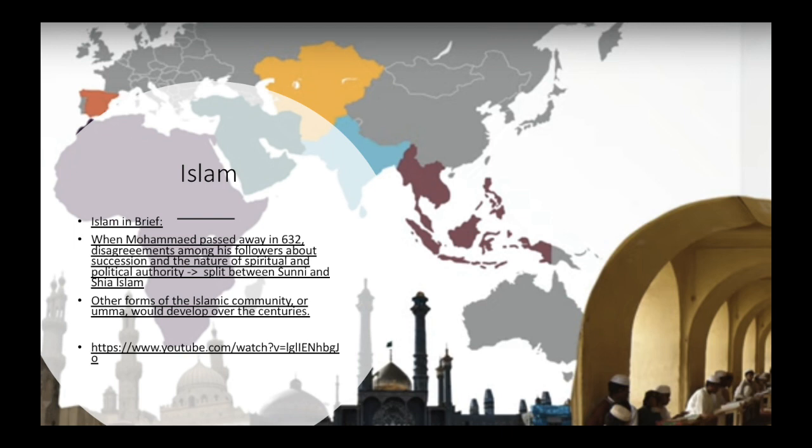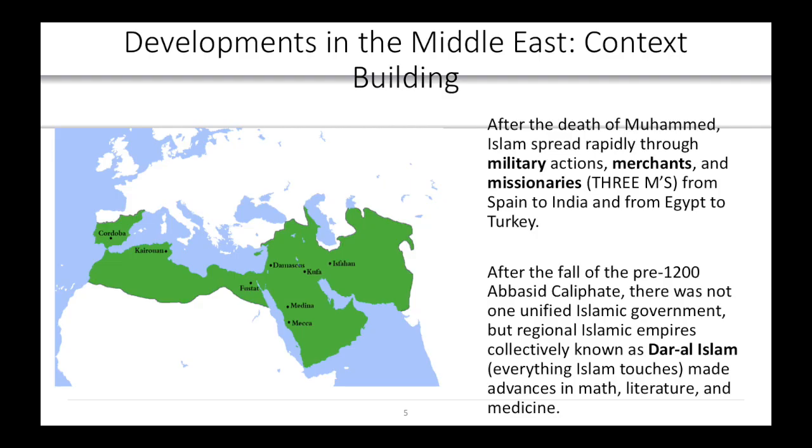Islam today is behind Christianity as the second largest religion in the world. After the death of Muhammad, Islam spread rapidly through military actions, merchants, and missionaries. Military actions refers to the expansion pursued by Islamic states. The Abbasid Caliphate was a highly influential Islamic state that eventually collapses in 1258.